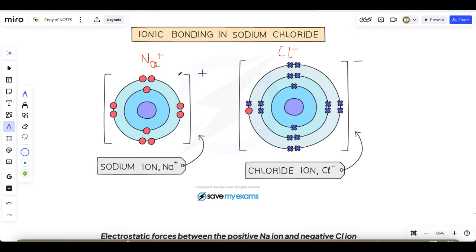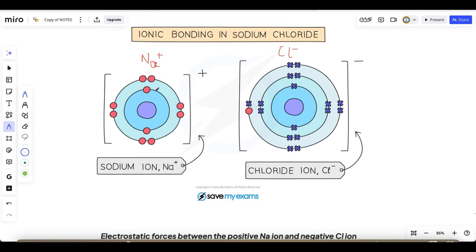The force of attraction that exists between the positive ions of metals and the negative ions of the non-metals. Is that okay? That force of attraction. So you can see in the case of chlorine, first shell is 2, second shell is 8, third shell that was supposed to be 7 is now 8 because it has received one electron from sodium. So it's complete. Its outer shell electron is 8.